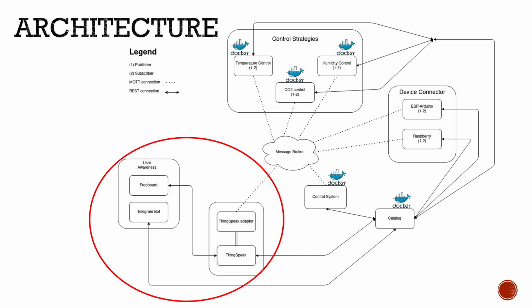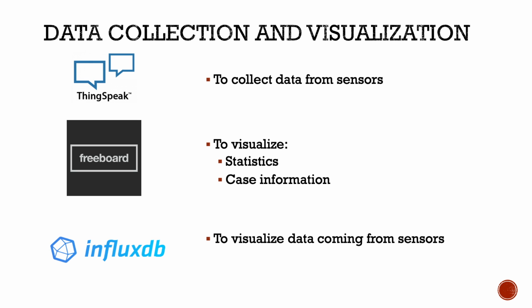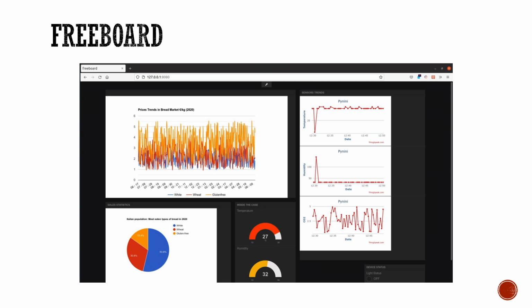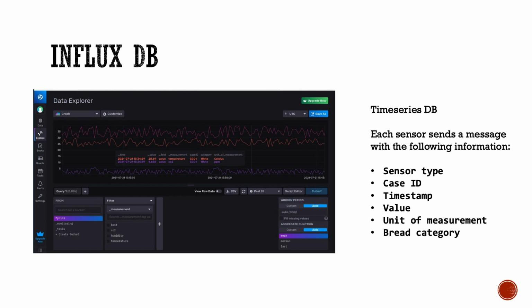Now we move on to ThingSpeak and user awareness. We use ThingSpeak to collect data from sensors, Freeboard to visualize statistics and case information, and InfluxDB to visualize data coming from sensors. As we can see, ThingSpeak provides us with different measurements for the different sensors, while Freeboard provides a more dashboard-like experience. Similar measurements can be found using the Data Explorer of InfluxDB, where we can see different types of measurements for the different sensors.